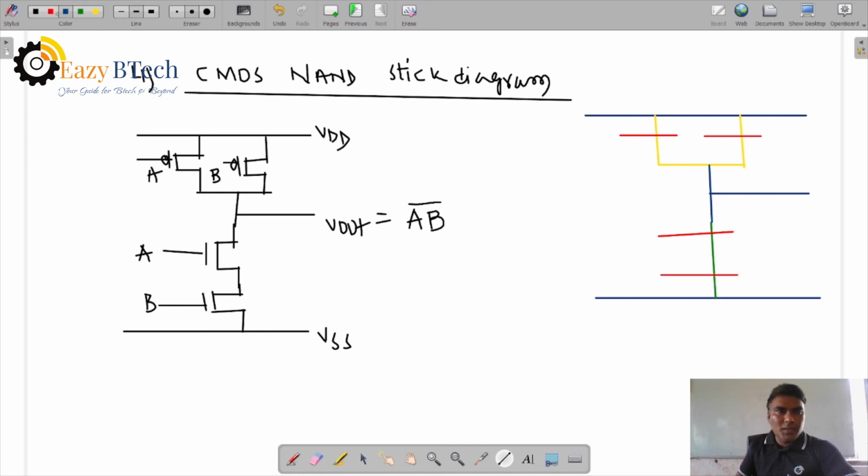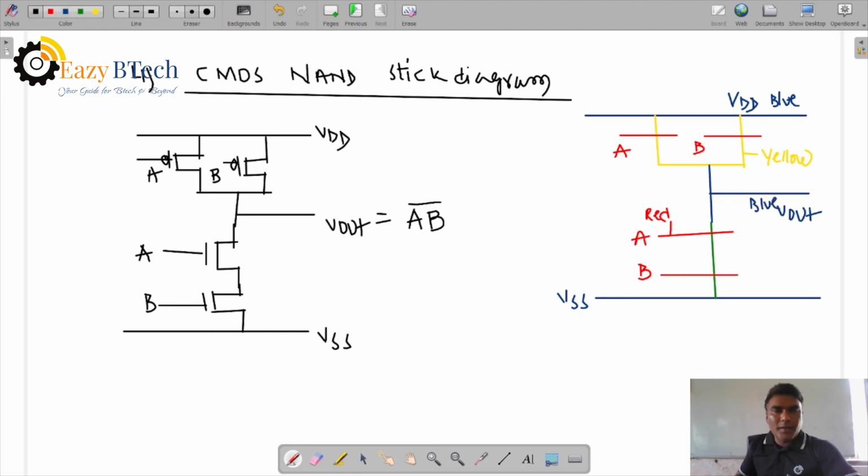Okay, let us see the representation of the terminals. A and B. We can join A, B, B. Two inputs are here, A and B, so a common input is given. Two input CMOS NAND. So it is a red color representation. Polysilicon is red color. Now this one is yellow color. Now this is blue. It is VDD and VSS. V out. Right, V out is blue color.